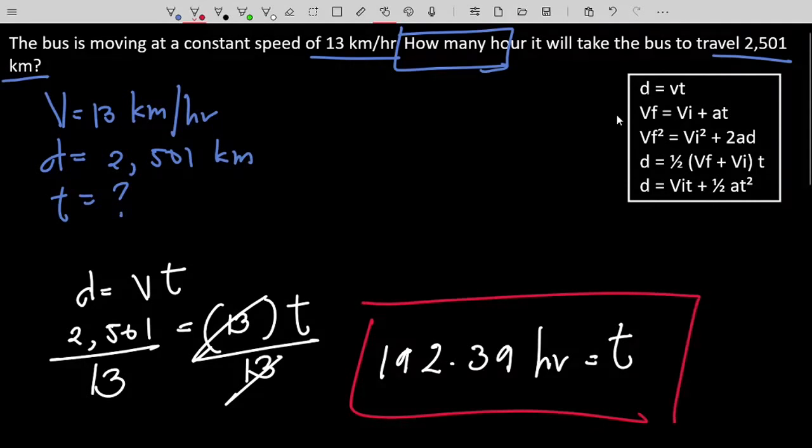Now for this example, it only says that the bus with a velocity of 13 kilometers per hour can travel 2,501 kilometers within 192.39 hours. So that is how we do it. Now let's try to have another example.